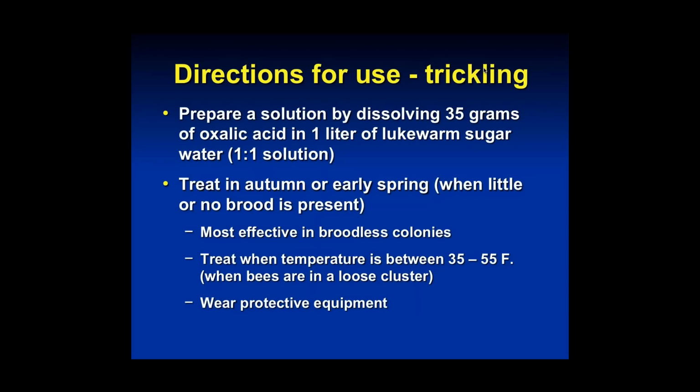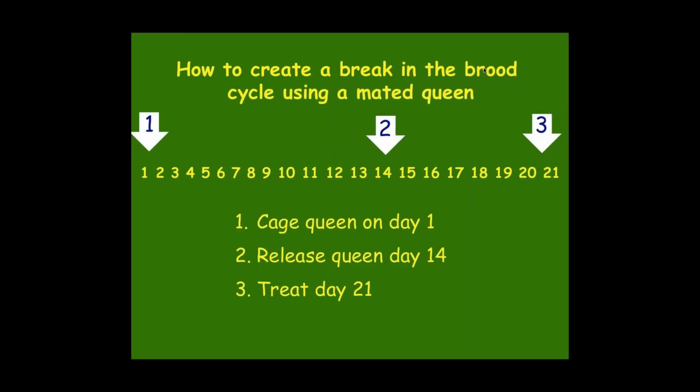You want to treat when the temperature is between 35 and 55 Fahrenheit. You want the bees to be in a loose cluster. You want all the bees in the hive, but you don't want a tight cluster because then you don't get the distribution of the material that you need. Wearing protective equipment.